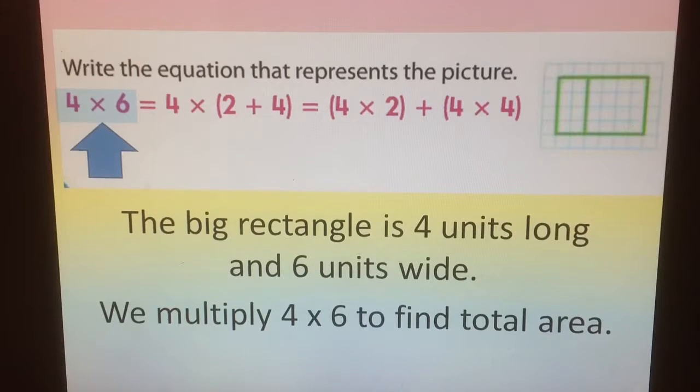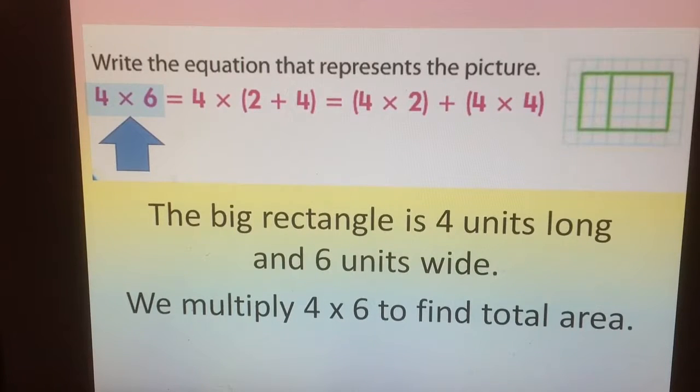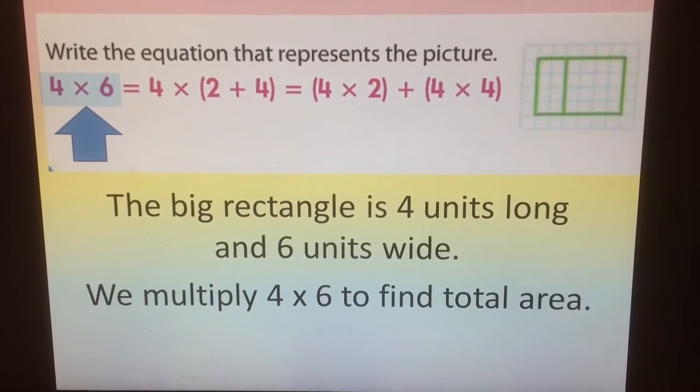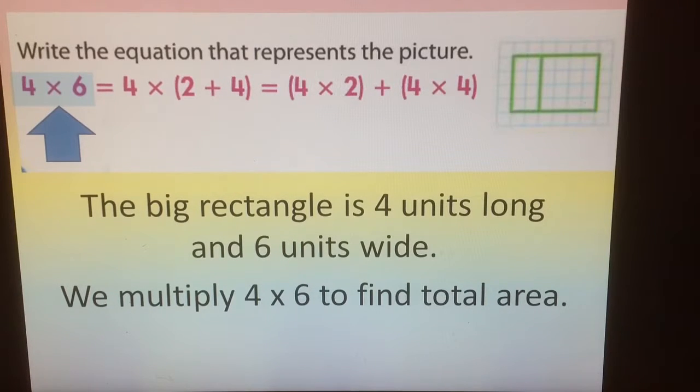These were the kind of problems we were looking at today and they were really confusing for the kids, but I wanted to show them how it works. The first thing we do is write the equation that represents the picture. In other words, looking at the big green rectangle, how can we write a number sentence that explains how that big rectangle's been broken into 2 parts?